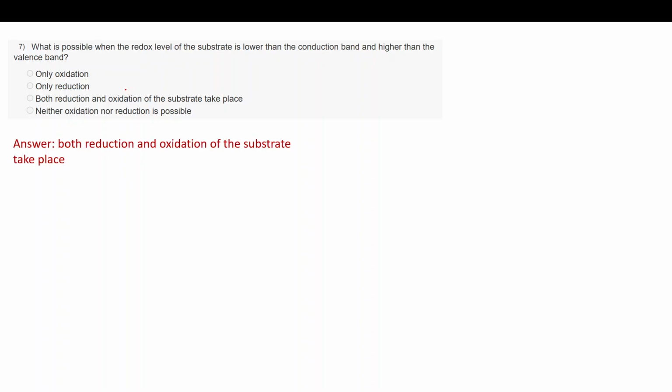Neither oxidation, both oxidation and reduction. Okay. So you can look into all these classes, all the possibilities, when only oxidation, only reduction, or both or neither can be taking place depending on the levels, right?